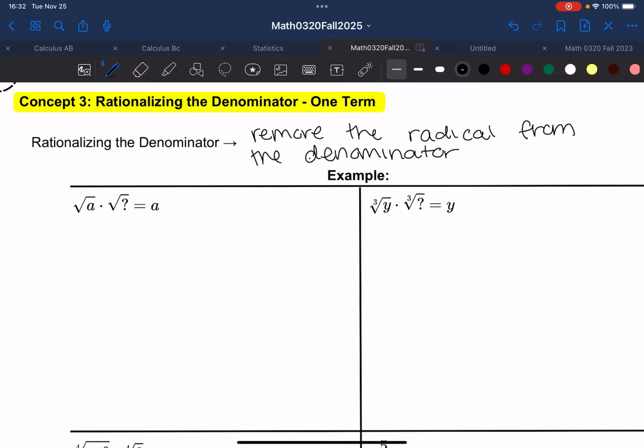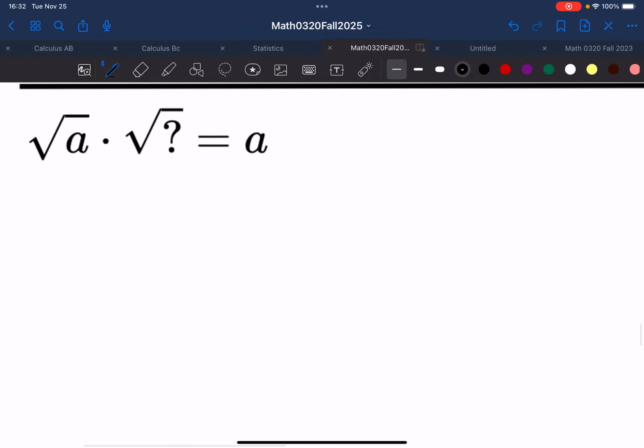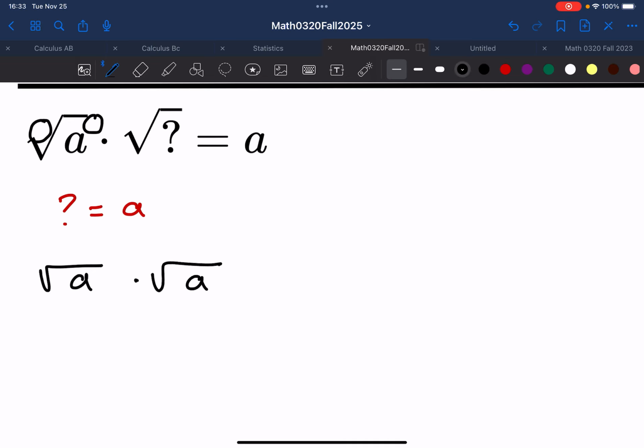Okay, so in these first couple examples, we're going to work backwards. So this is saying, okay, we have the square root of a times the square root of blank is equal to a. Well, we know in order for this to cancel out, we need to have our nth root, so the number that typically goes here, cancel out with the exponent, the one that typically goes here. So let's say this question mark is a. That means I would have the square root of a times the square root of a, which is the same as saying the square root of a squared, which would cancel, and I would be left with a, which is what I wanted.